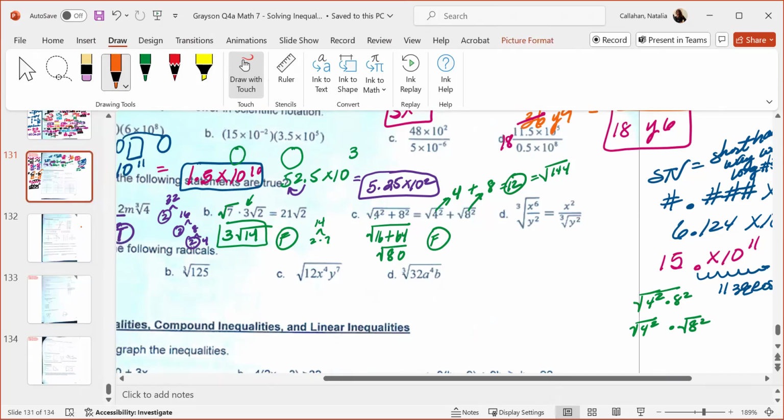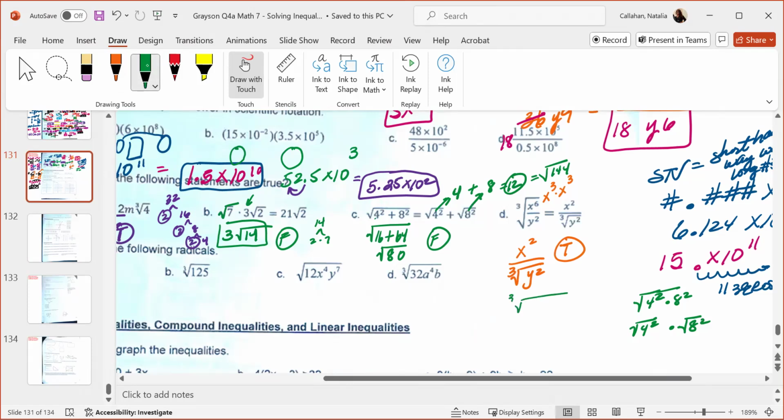Let's go back to D. Cube root, right? You need 3 of a kind, correct? So here you have x to the third times x to the third. Do you see that? Because 3 plus 3 is 6, right? So for that one, you could take out x squared because there's 3 of them, right? But on the bottom, the y squared does not have 3 of a kind, so it stays back in. So this one is true, right?